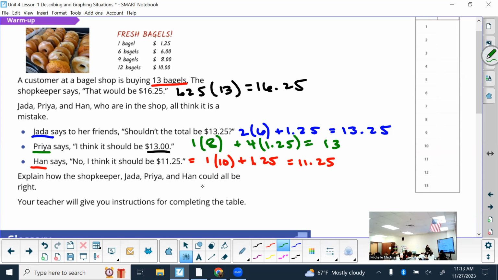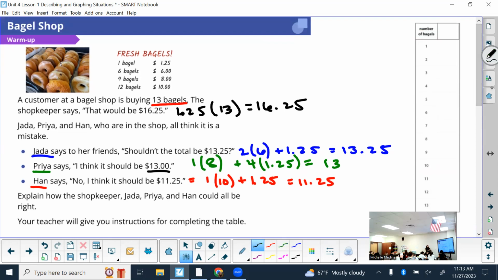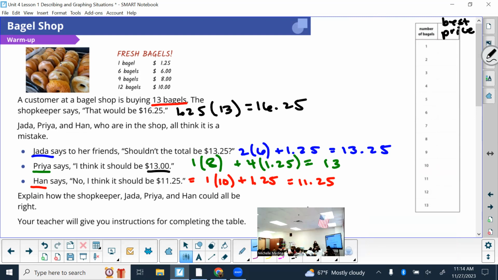All right, now what we're going to do for the table is fill it in with what the best price is for whatever number of bagels. So like we just talked about, when it's 13 bagels, what's the best price for 13 bagels? Hans, because we're getting the same amount of bagels for cheaper. So in the table, I would fill in for 13 bagels, the best price is $11.25.